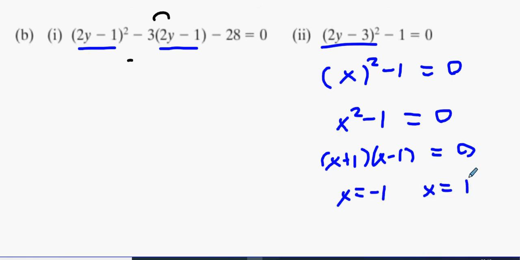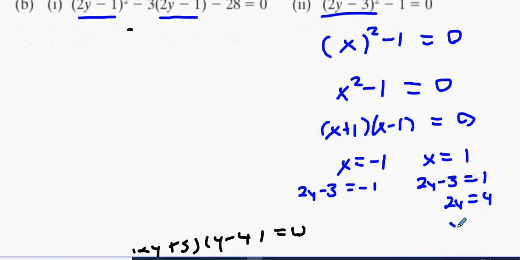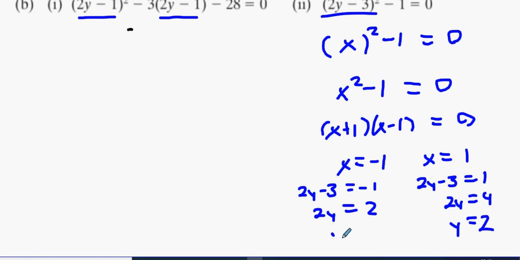We're cool with that? Now, we're not looking for x, we're looking for y. So what do we put next? 2y minus 3 equals minus 1, and 2y minus 3 equals plus 1. 2y will equal 4, y will equal 2. And the other one is going to be what, guys? 2y equals 2, y equals 1. Who got that? Majority. Alright.